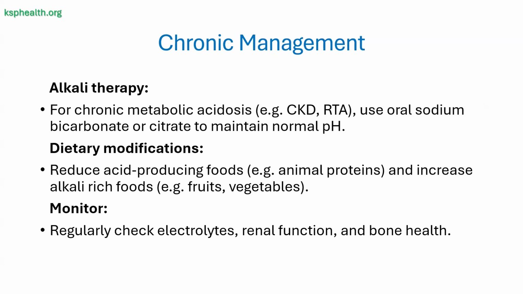For chronic management, usually seen in chronic kidney disease and renal tubular acidosis, use oral sodium bicarbonate or citrate to maintain normal pH. Dietary modification also needs to be done to reduce acid-producing foods such as animal proteins and increase alkali-rich foods such as fruits and vegetables. Monitor electrolytes, renal function, and bone health periodically.